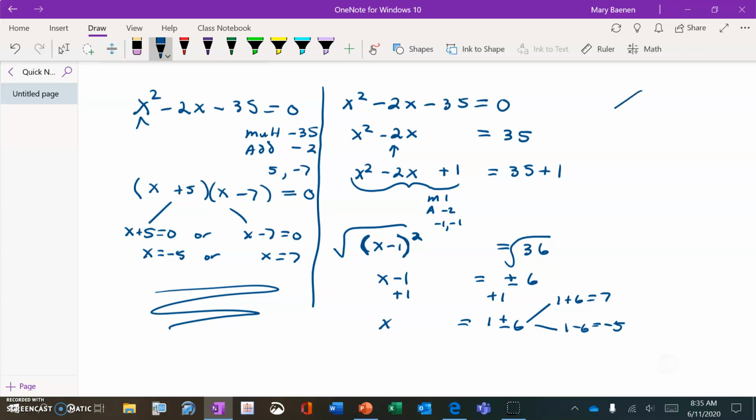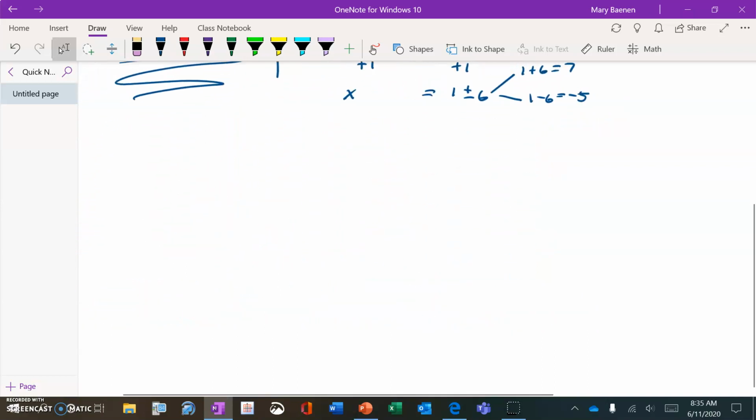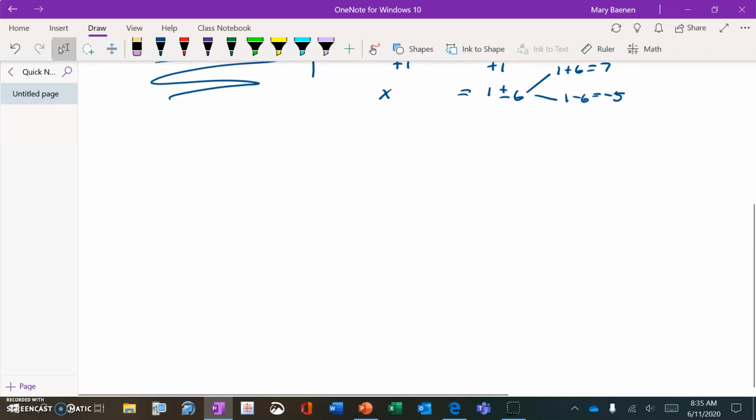Now you might think, well, why would a person do completing the square? Because it seems to be more complicated. Well, there are uses for this in algebra. And so you kind of have to know this technique. Okay, let's do another one of these. So here is 4x squared plus 8x minus 36 is equal to 0.